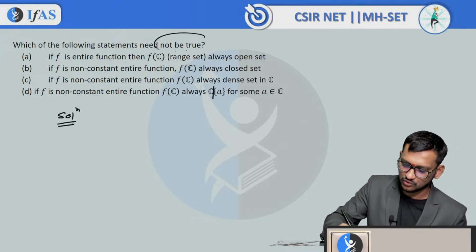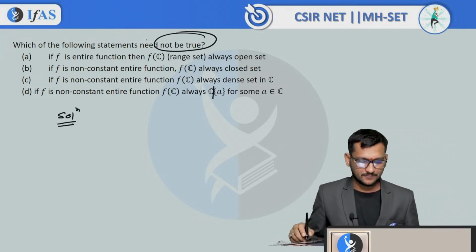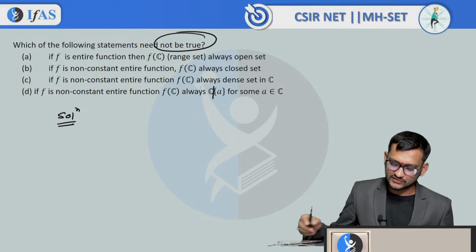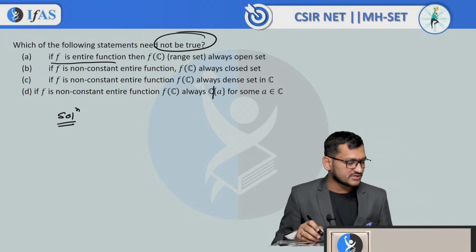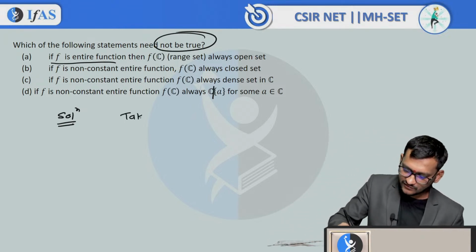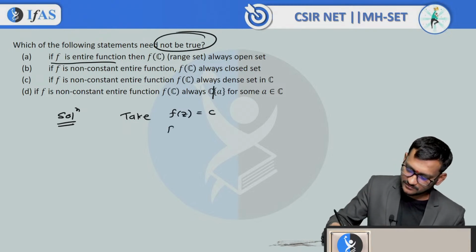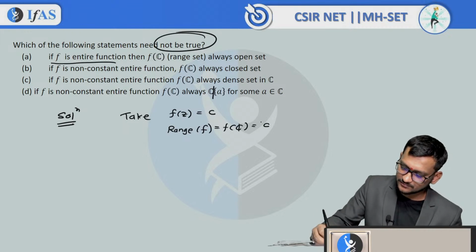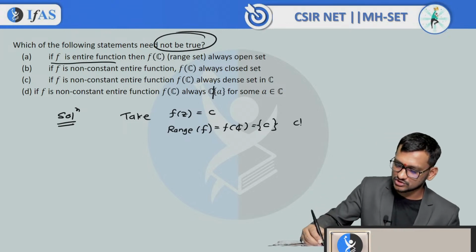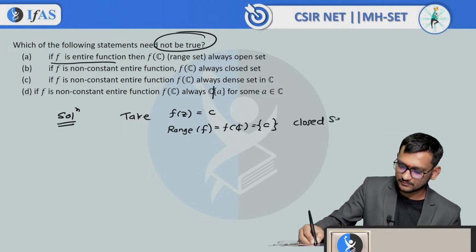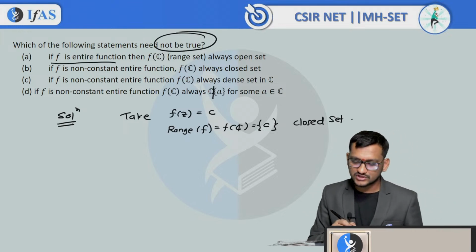Need not be true means we have to find the false ones. Okay. So which of the statements is false? Is it true? If f is entire, can you guarantee that range is always an open set? No. Take any constant function f of z equal to c. Range of f means f of C, which is singleton c, and this is not always open, this is a closed set.